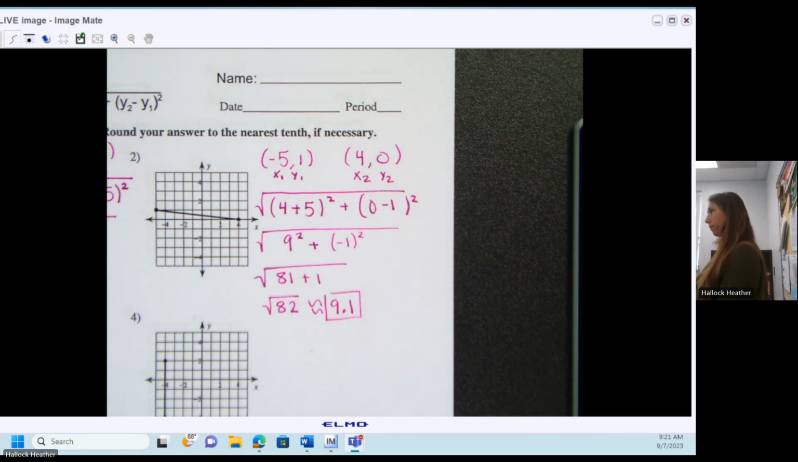How do we go? Try number 3. Quarter points. So starting at 0, 0, you have to find the quarter points. From 0, 0, how much do I have to go to the left and up to get to this tip?